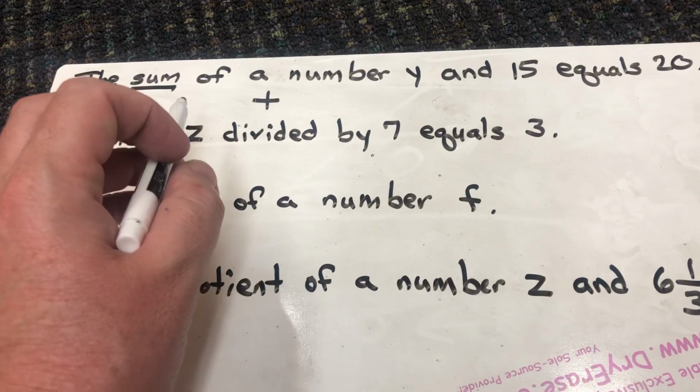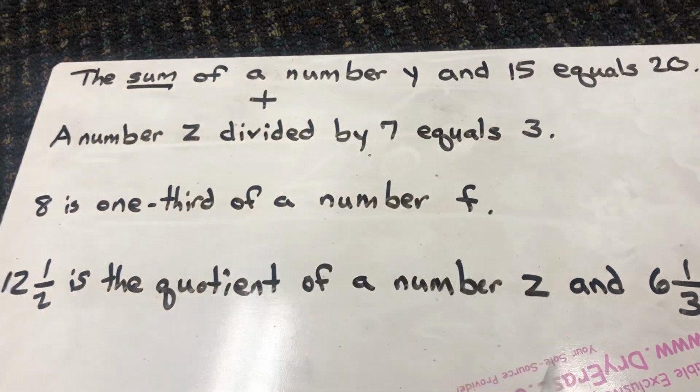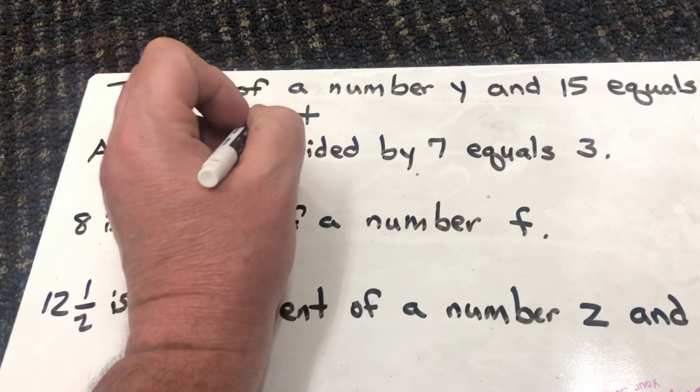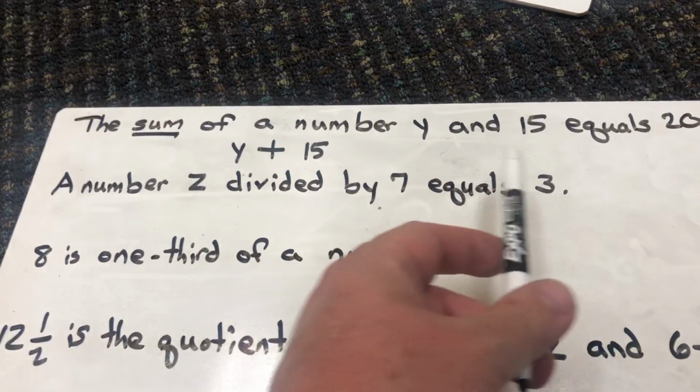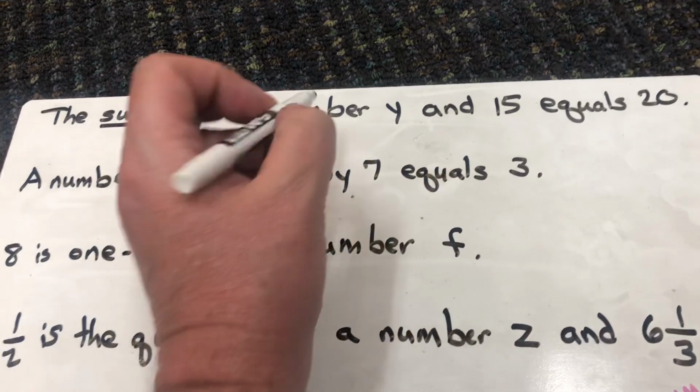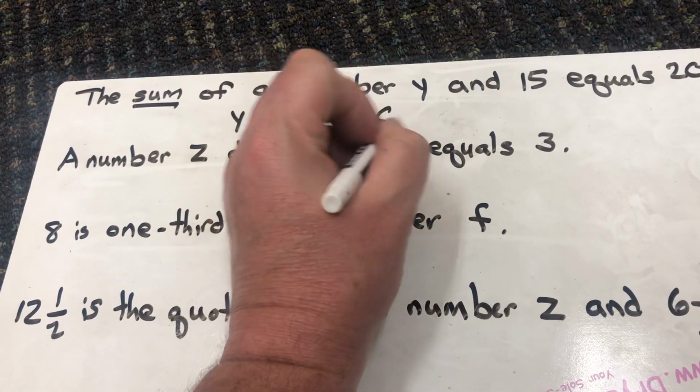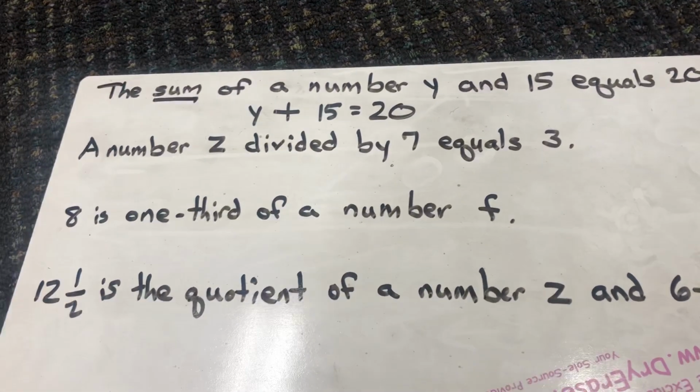Well, it sounds like it's saying the sum of a number y and 15. So it sounds like it's going to be y plus 15. Well, what does y plus 15 equal? It tells me right there. It equals 20. All right, moving right along.